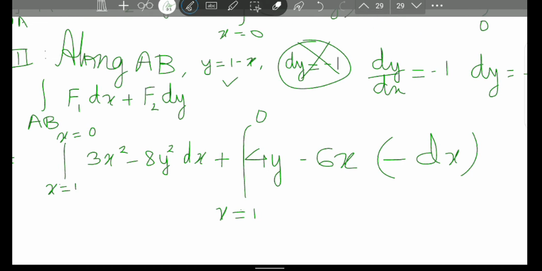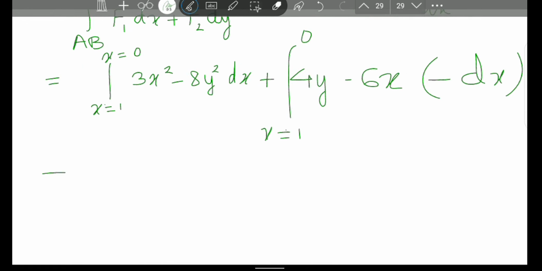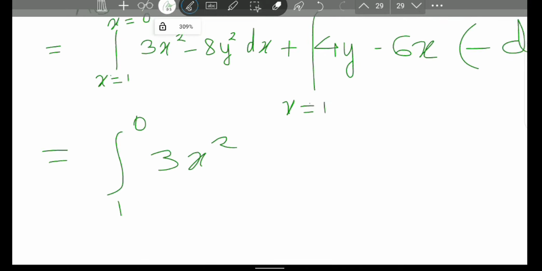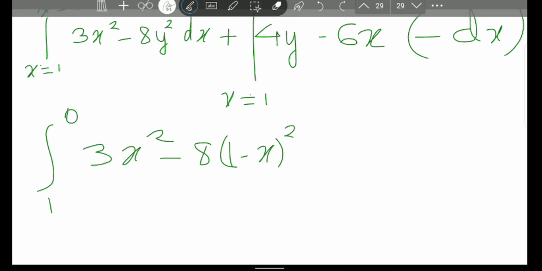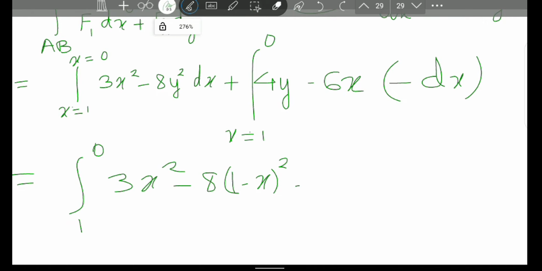That's a point we should also note: y equal to 1 minus x. Let's write it down and evaluate it. So this is equal to the integral from 1 to 0 of 3x square, and the value of y is 1 minus x, so 1 minus x whole thing square dx. So 3x square minus 8 into 1 minus x square, x is changing from 1 to 0, plus 4 into y, y equal to 1 minus x, minus 6x.